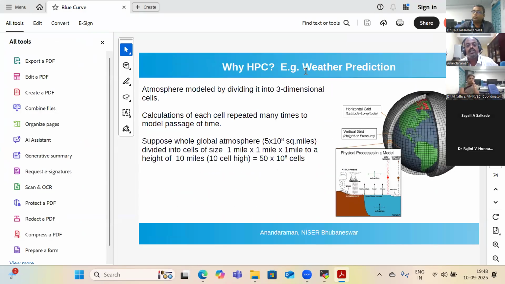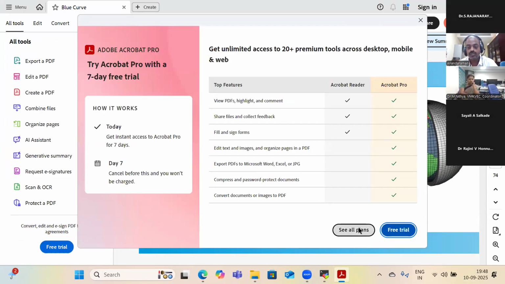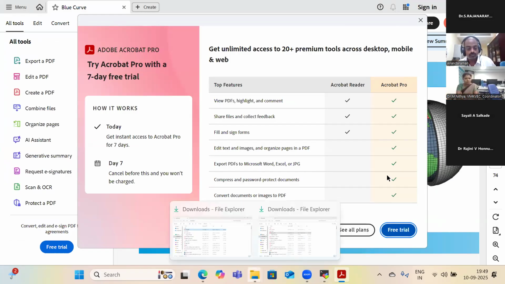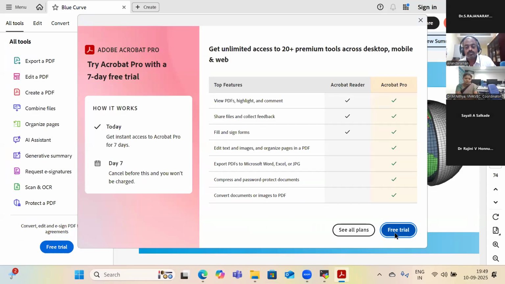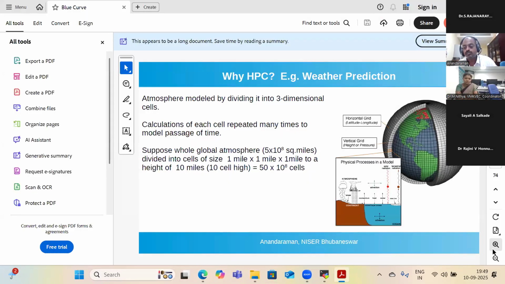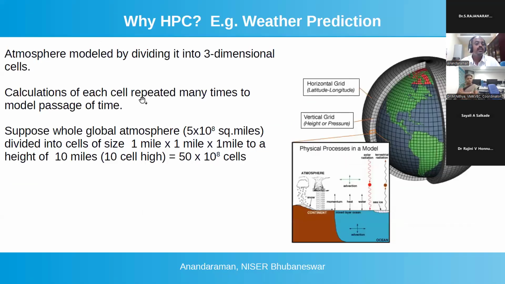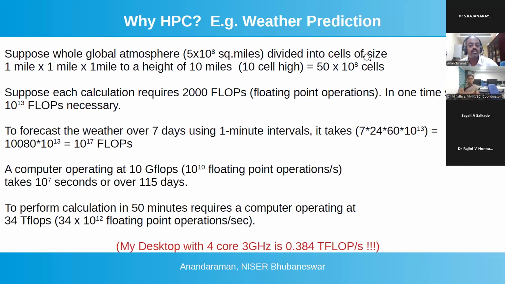For example, for weather prediction, is it visible, madam? Yes, sir. So for example, the atmosphere is modeled by dividing it into 3-dimensional cells, with the calculation of each cell repeated many times to model the passage of time. Suppose the whole atmosphere is 5 into 10 power 8 square miles, divided into cells of 1 mile into 1 mile into 1 mile, to a height of 10 miles, 10 cells high. That becomes 50 into 10 power 8 cells. So that many cells are there.